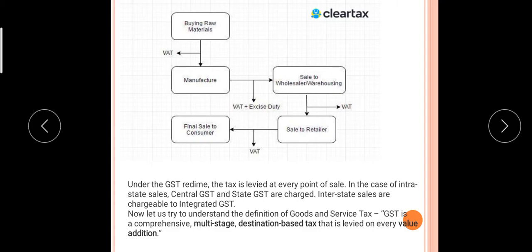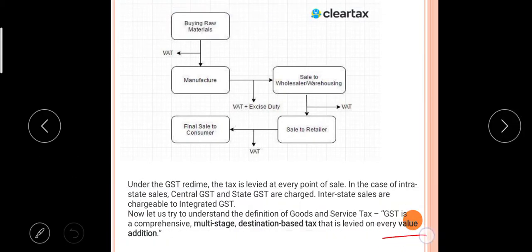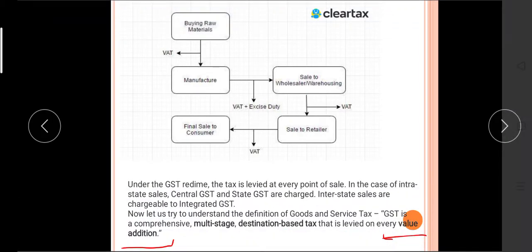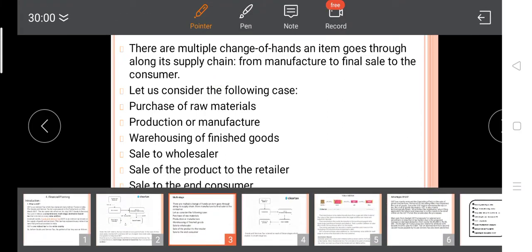Interstate sales are chargeable to integrated GST. Now see, I will explain by one example again, so don't worry. Now let us try to understand the definition of goods and services tax. It is comprehensive, multi-stage, destination based, and levied on every value addition, which is a very important point. If you understand value addition, then definitely you will get a clear idea about goods and services tax. Firstly we will see the concept of multi-stage.